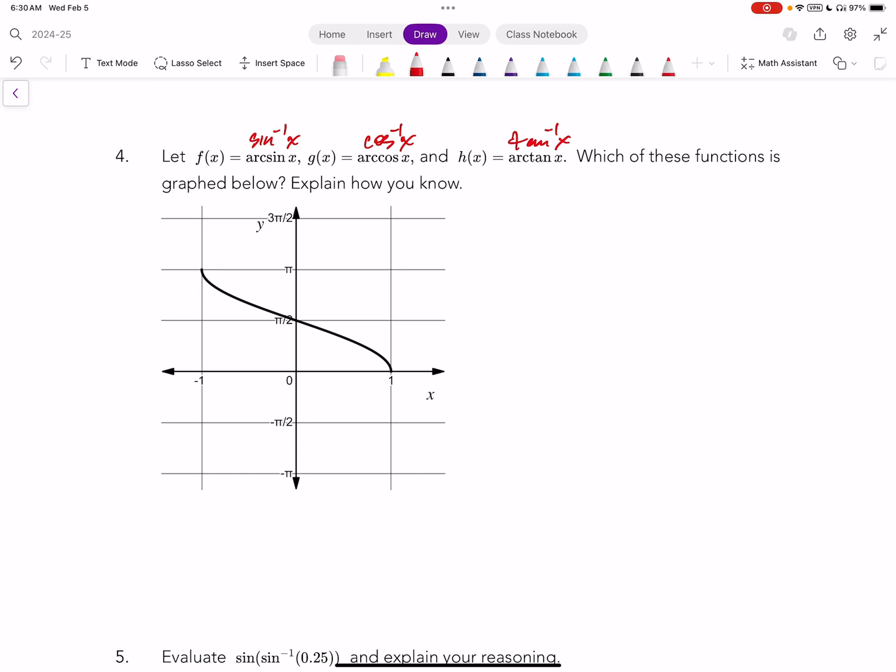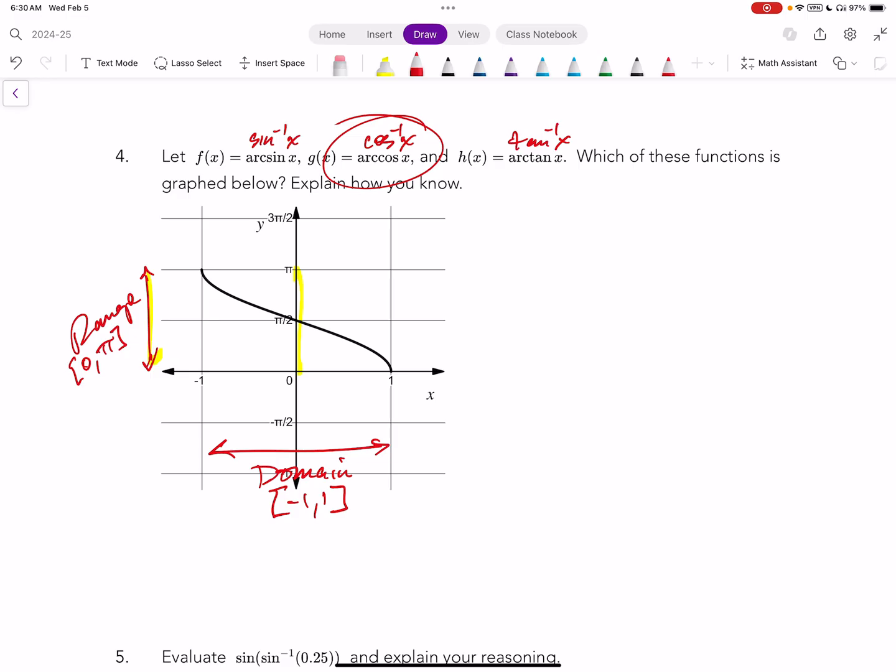Okay, so notice the domain here is from -1 to 1. That's the input here. And if you go back to your lesson, that can't be tangent, because there it's unrestricted. And then here the range, if you look at it, is from 0 to pi. Just look right here. So the range is from 0 to pi. And because of this, it gives me an idea that it's inverse cosine of x.